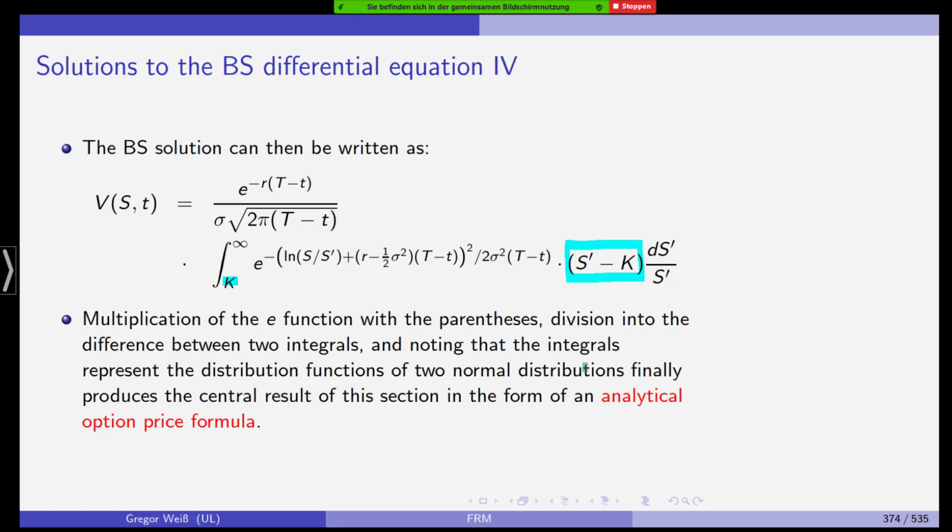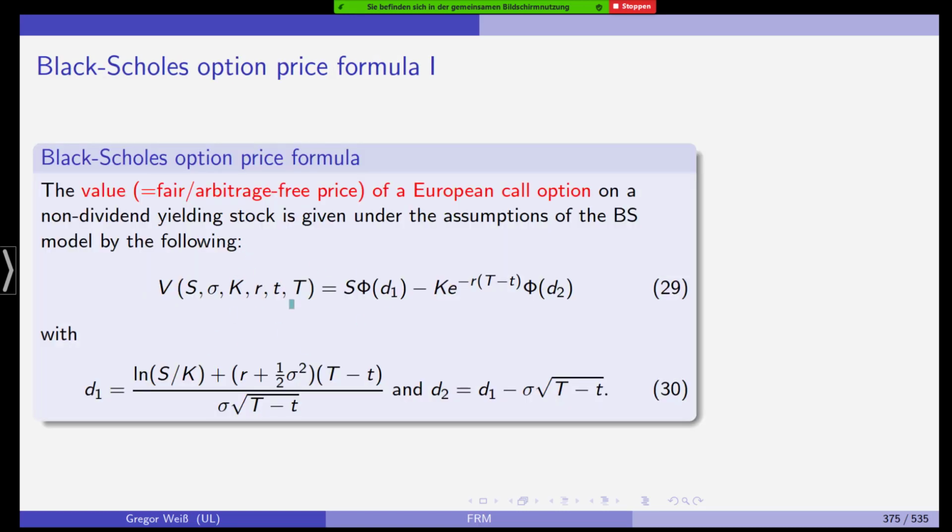Now, if we multiply all of this with the exponential function, with the parentheses, if we divide this into the difference between two integrals, and then note that the integrals are actually the ones that we know from the normal distribution, then we don't need to solve this analytically, but actually we know that this function is given by stock price times normal distribution minus strike discounted times the cumulative distribution function of a normal distribution. This is again the analytical solution. And we finally arrived at our arbitrage-free, fair, Black-Scholes option price for a European plain vanilla call option under the given assumptions. And d1 and d2 are given by these expressions.